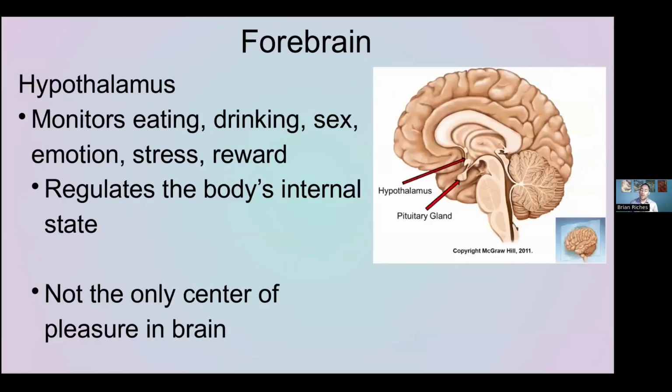So the hypothalamus, the one I always confuse for hippocampus. The hypothalamus is a pleasure center of the brain. It's not the only pleasure center of the brain, but it monitors the body's homeostasis. Is it excited? Is it not excited? Is it stressed? Is it not stressed? It's very connected to the pituitary gland to both read and deliver hormones to our endocrine system. And it's built on rewards as well. It looks for rewards from eating, drinking, sex, emotion. So that is what the hypothalamus is doing.